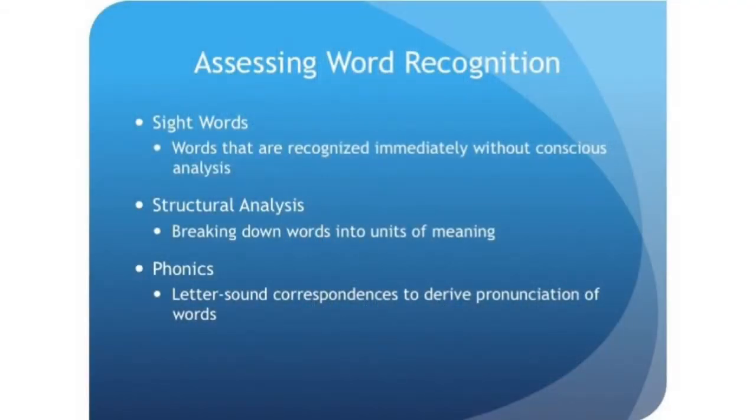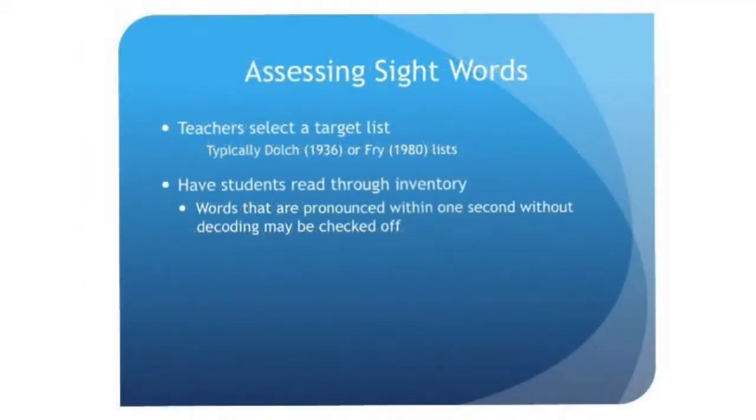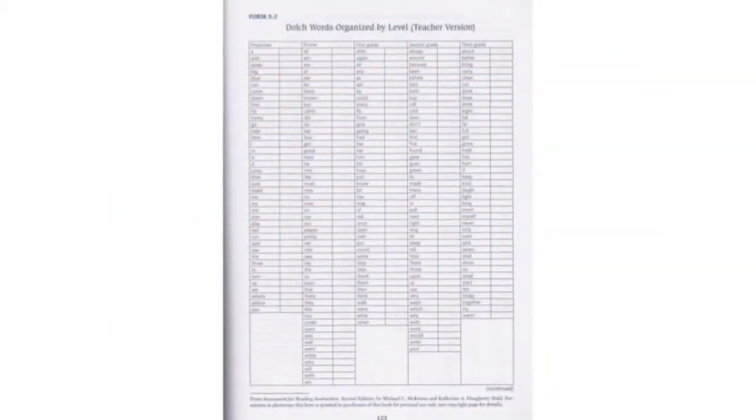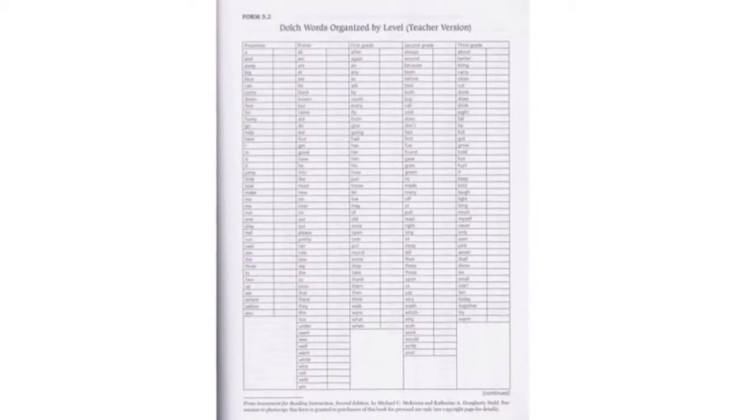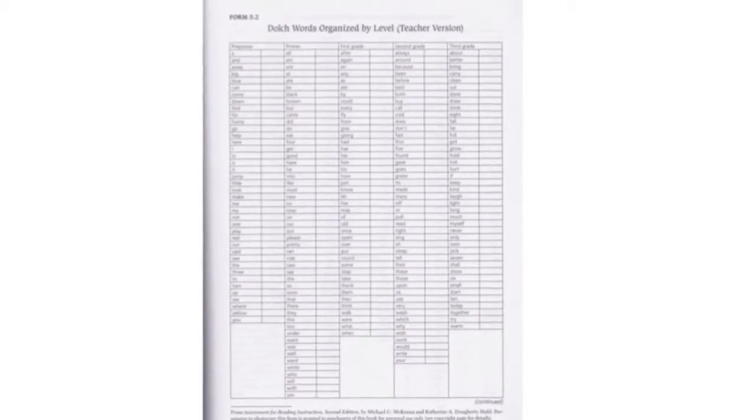Another area of reading assessment is word recognition. Within word recognition, readers are assessed on their ability to recognize sight words, structural analysis, and phonics. As readers begin and continue to build their sight word inventory, it is important for educators to continuously check and assess to see how students are performing in terms of sight words. Typically, educators will select words off of either the Dolch list or the Fry list and have them read through to see how students are performing.